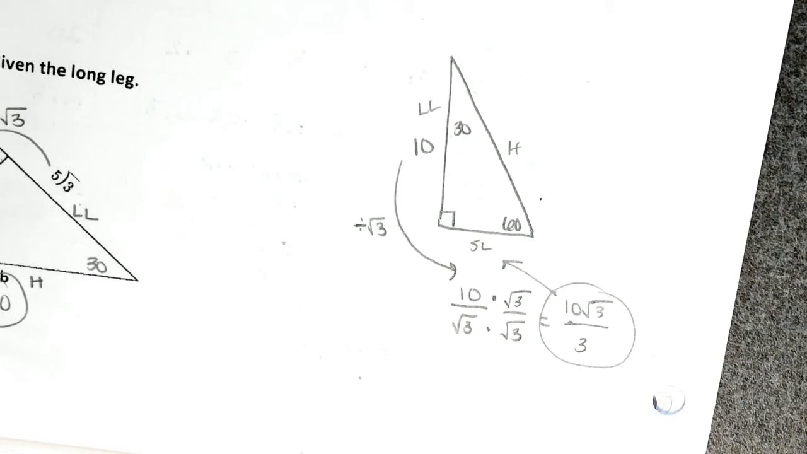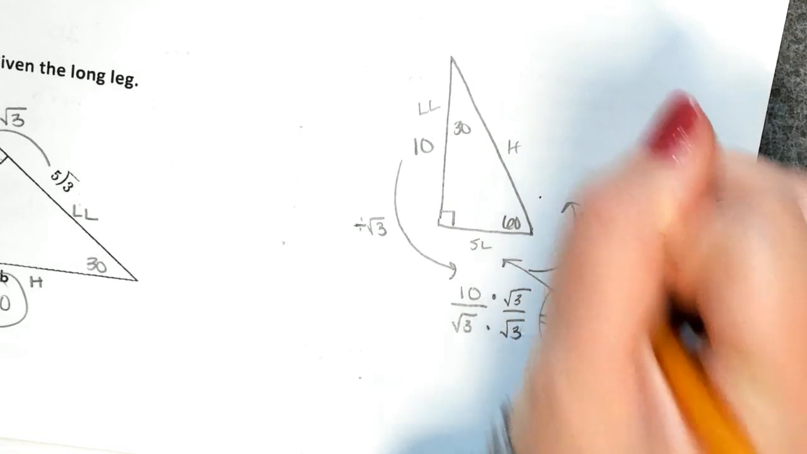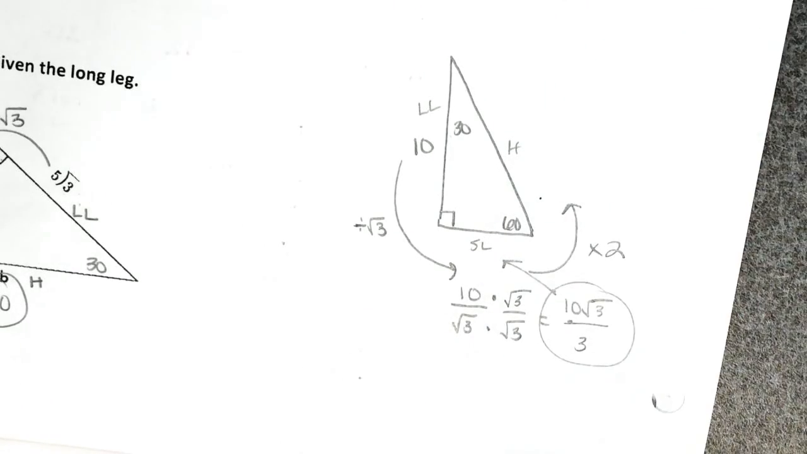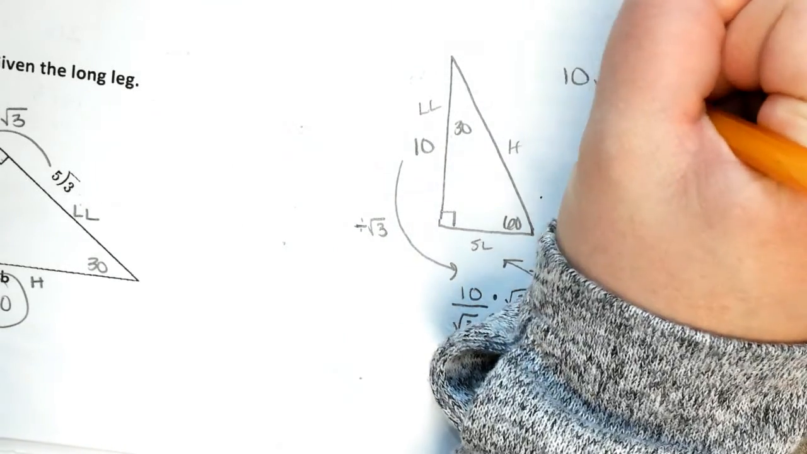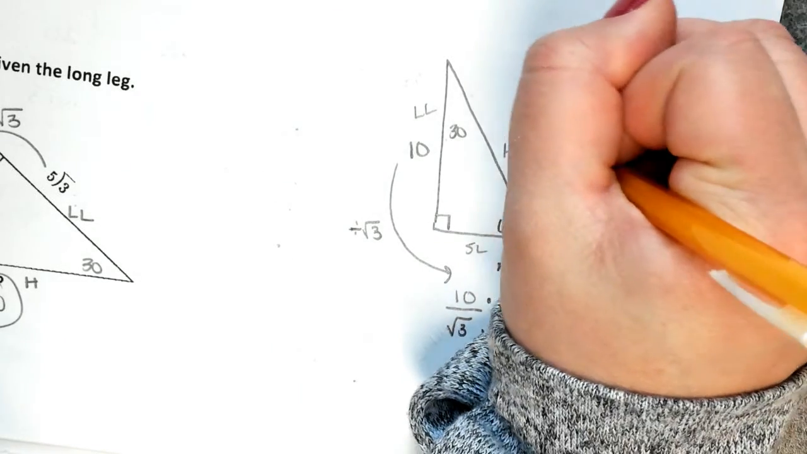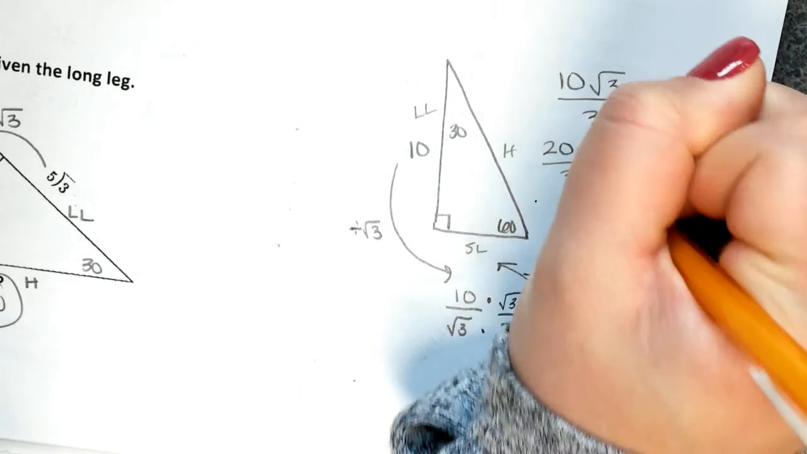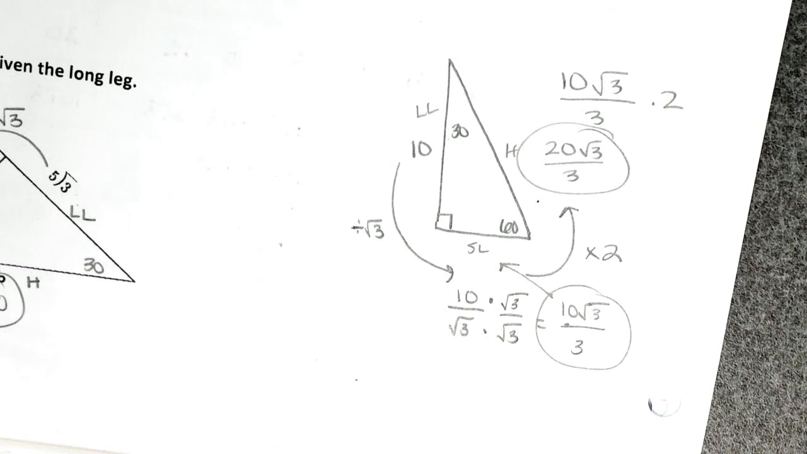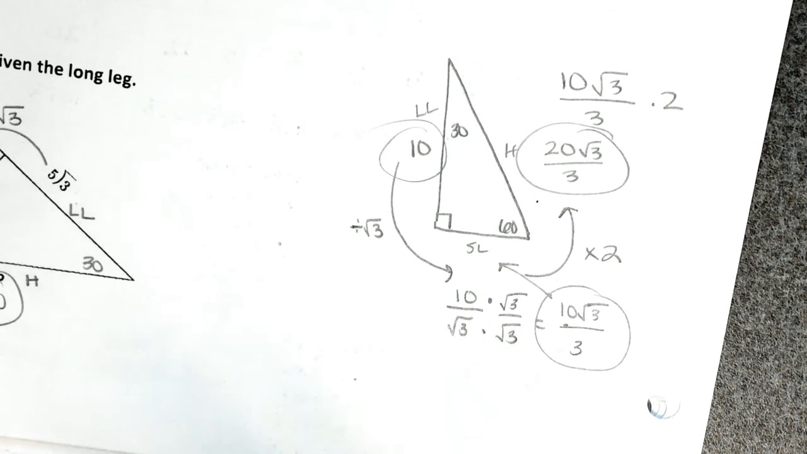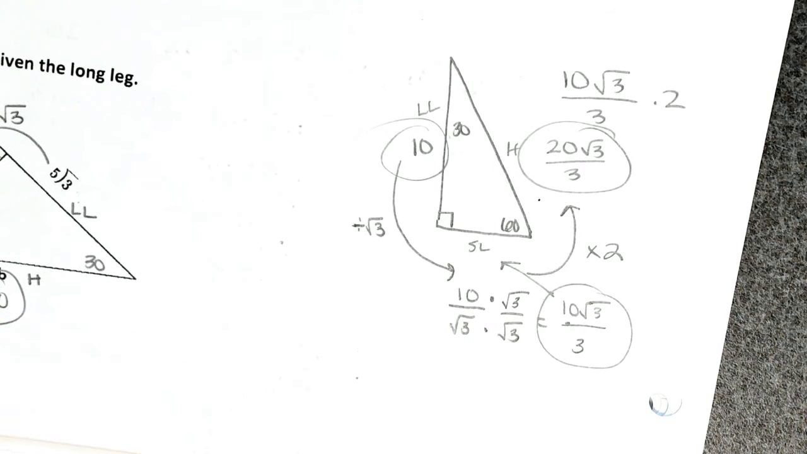Okay. Then how do you go from the short leg to the hypotenuse? What's our operation? Multiply by 2. So if we have 10 square roots of 3 over 3 times 2, what do we end up with? Yes, 20 square roots of 3 over 3. And that would be your answer to the hypotenuse. But sometimes you have a little bit more than just doing things in your head. You'll have to show me your evidence on simplifying those radicals, depending on the numbers that you're given.